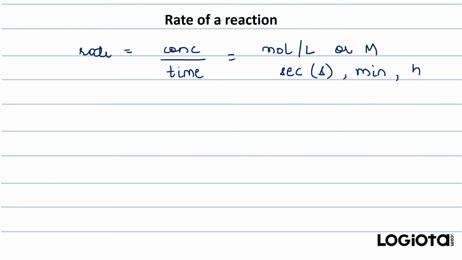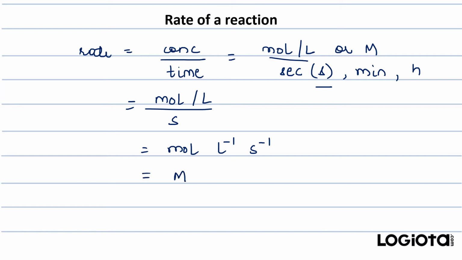So if we say that the concentration units are mole per liter and the time is in seconds, then the units for rate will be mole per liter per second. It can be written as mole liter inverse second inverse, or molar second inverse, or molar minute inverse. So depending upon the units of concentration and time in the question, we will find the units for the rate. Now let's see how we can find the units for the rate constant.